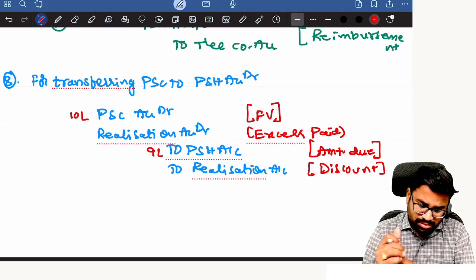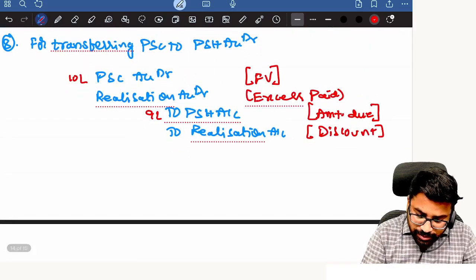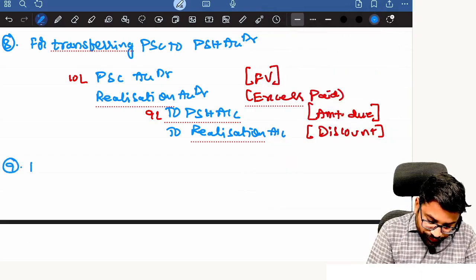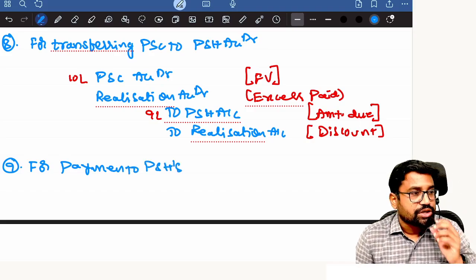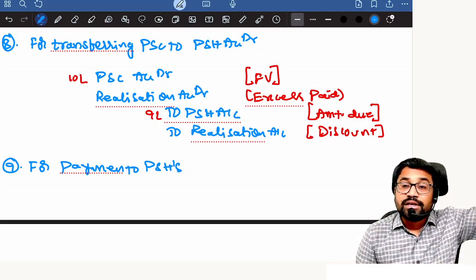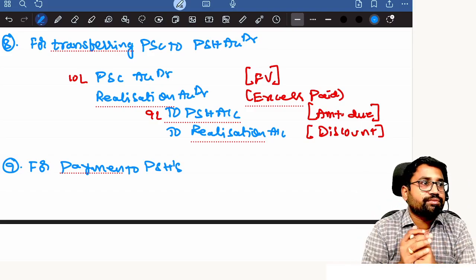Next, make the payment to preference shareholders so that their account will be closed. For payment to preference shareholders, tell me how you are going to make the payment. In entry number 4, you received cash, right? That cash belongs to preference shareholders, give it to them. Their account will be closed.